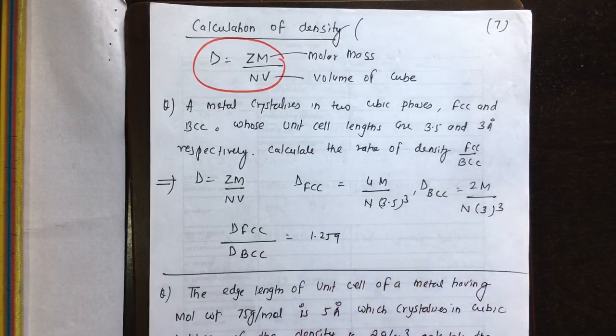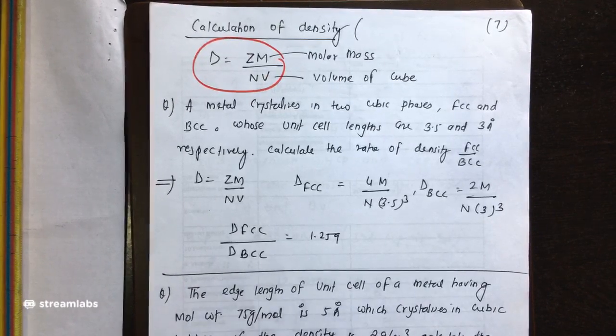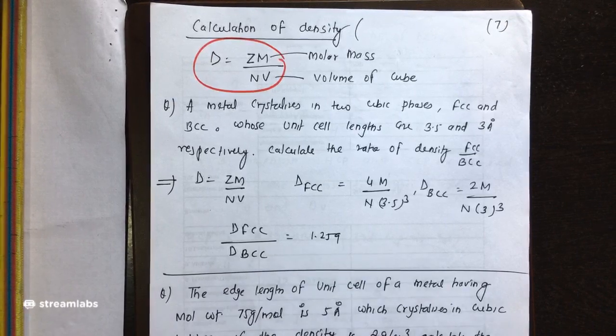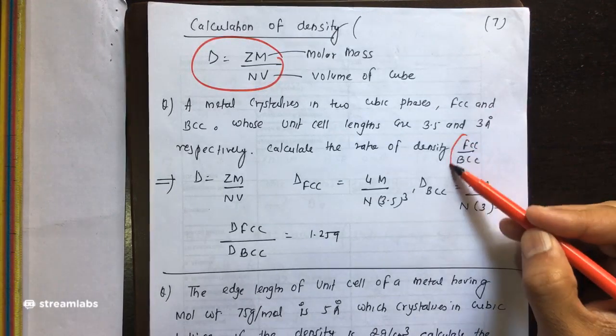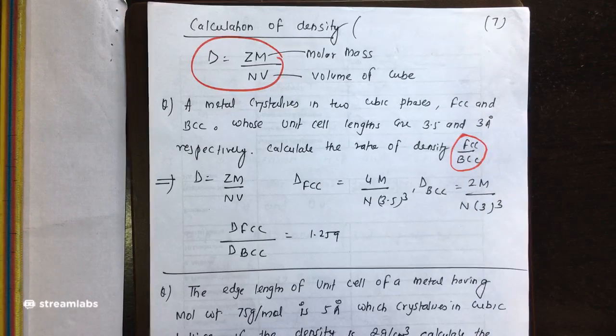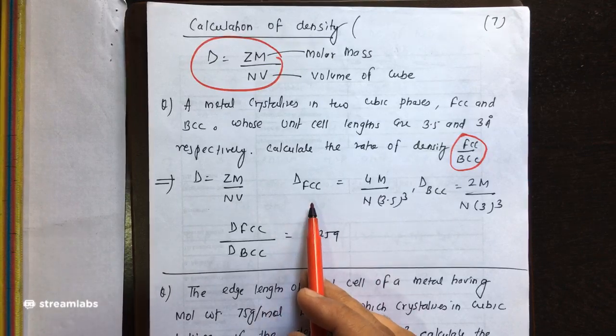So let's suppose one question is over here. A metal crystallizes in 2 cubic phases, FCC and BCC, whose unit cell lengths are 3.5 and 3 angstrom respectively. Calculate the ratio of densities, that is FCC upon BCC. Okay, so now the formula is what? Density is ZM by NV. What is the density of FCC?